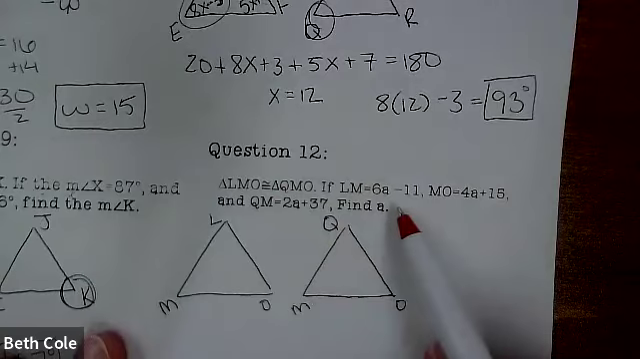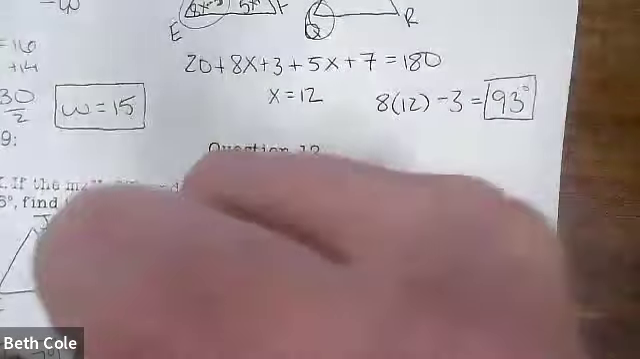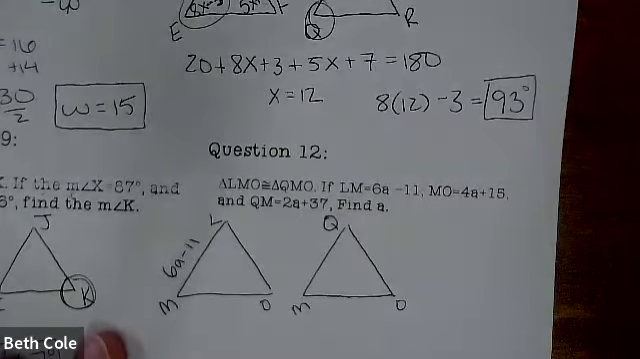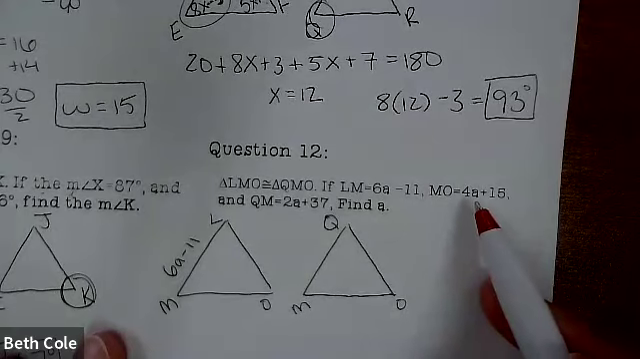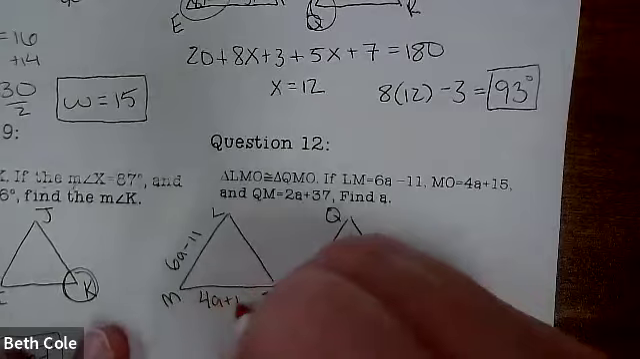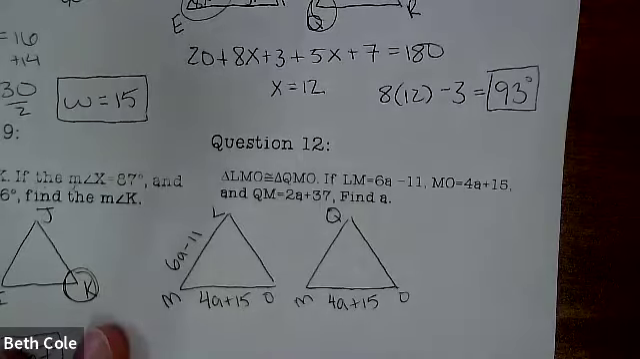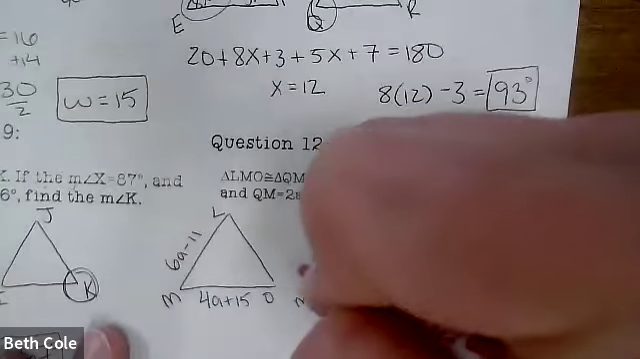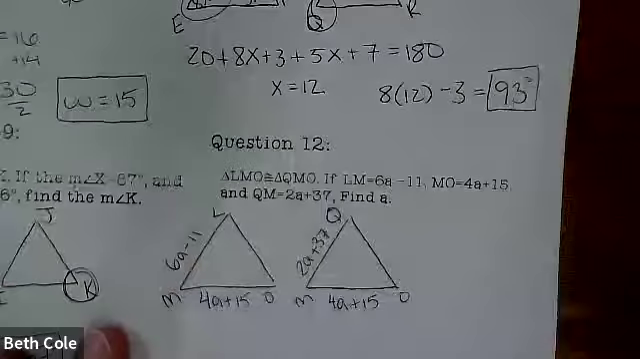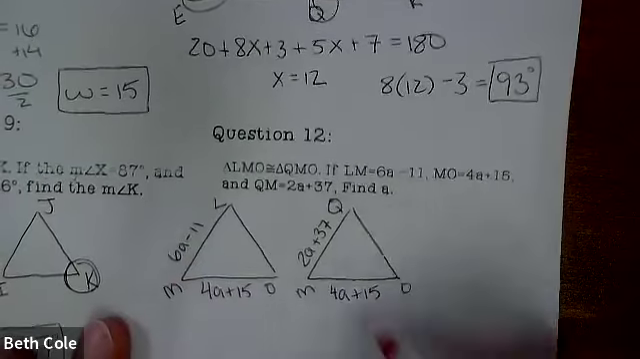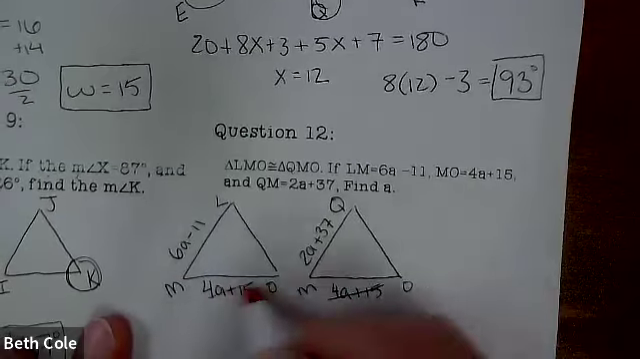All right, LM is 6a minus 11. So that's going to go right here. All right, MO is 4a plus 15. And actually, I can put that on both of them. I'm not sure where I'm headed here, so I just wrote it on both. Again, the triangles should be mashed together, but I didn't draw it that way. And then QM is 2a plus 37. So actually, part of that we don't need. What is the part that we actually don't need at all? Yeah, you don't even really need that. That was extra information.